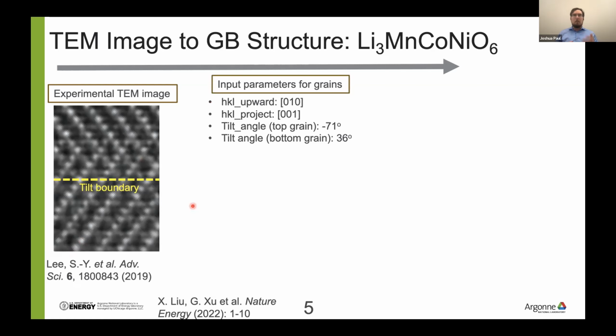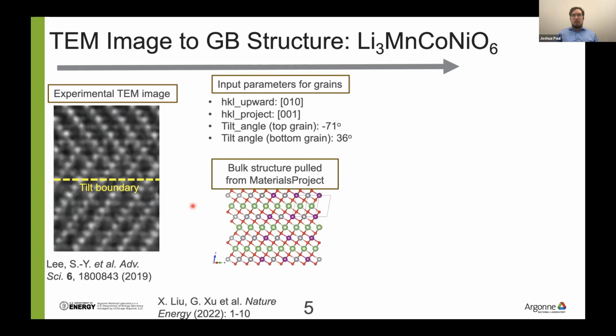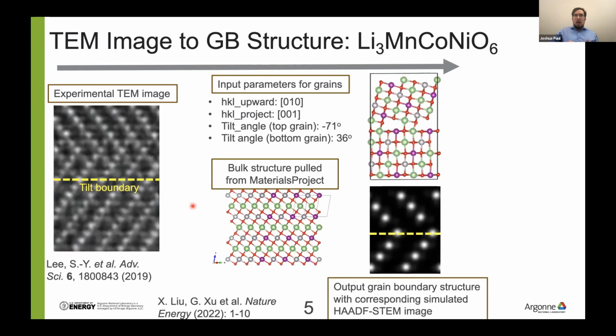You need to provide some input parameters for your material. What is the HKL projected into the screen? What's the HKL projected vertically in the image? What's the angle of the top grain from that vertical HKL? And what's the tilt angle of the bottom grain from the HKL? With this information, the Ingrained software queries the Materials Project database for crystal structures that match the composition and symmetry of the material that you use as input, and then selects the most likely candidates to form the grain boundary.